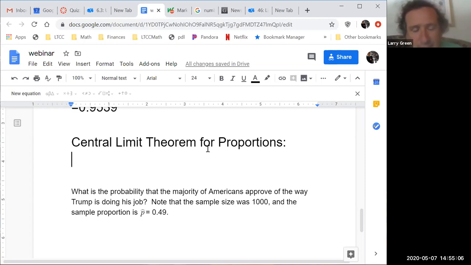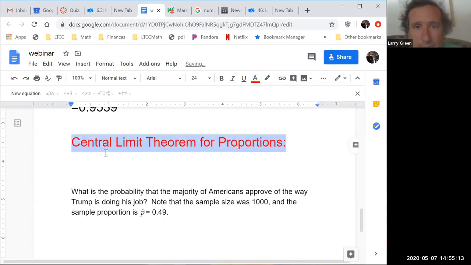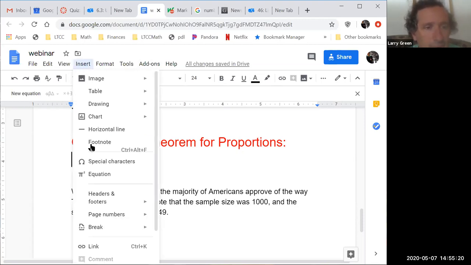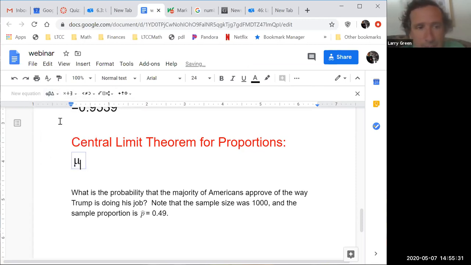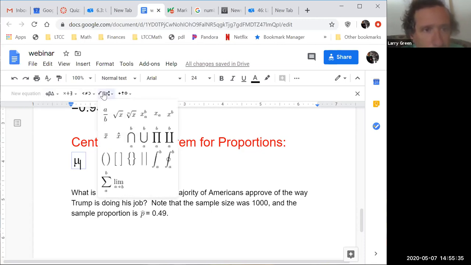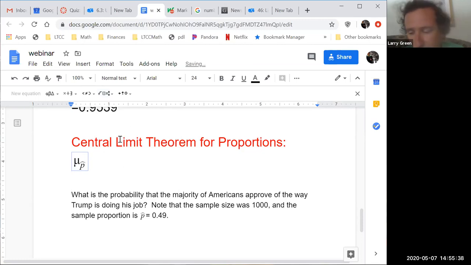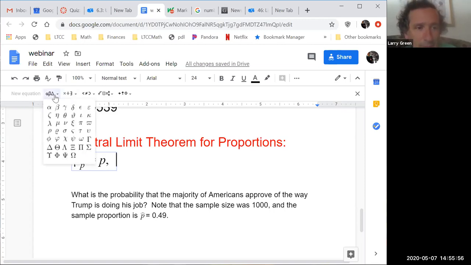Okay, so what we need now is the central limit theorem for proportions. Let's put this in red because it's important. So it turns out, let's write it out. The mean of all possible sample proportions, I'm going to call that mu sub P hat. And the good news is it's easy. It's P. P, by the way, is the population proportion.